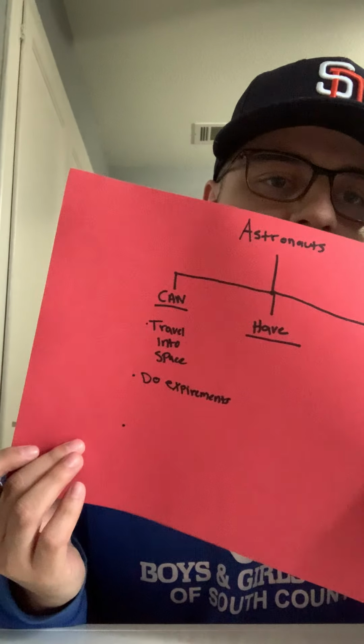So what an astronaut can do is travel into space. So we're going to go ahead and write that down. So under can, go ahead and write travel into space. For the second one, we're going to go ahead and write do experiments, because they're always messing around and see what works and what doesn't. So I like to put do experiments under can. There you go. Do experiments for your second one.